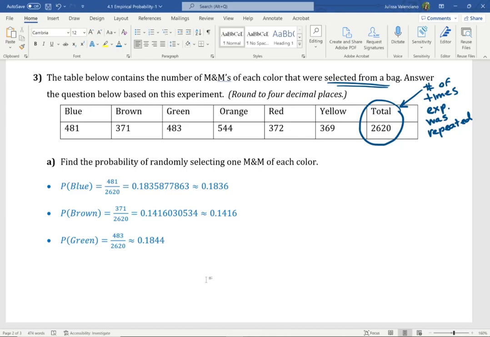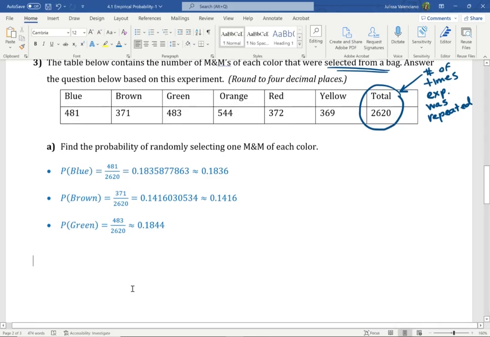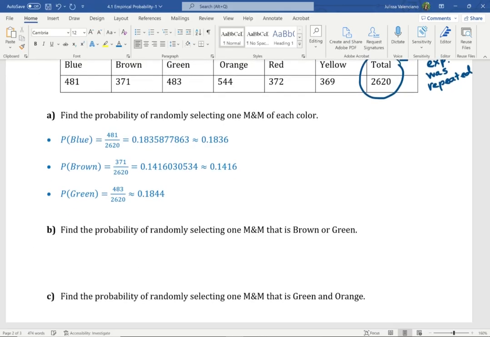I want you to go ahead and find the probability of selecting an orange M&M, the probability of selecting a red M&M, and the probability of selecting a yellow M&M. I'm going to leave those 3 up to you. I want to make sure that we do part B and C together.